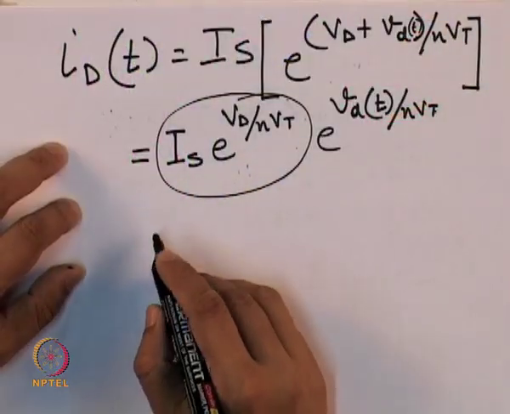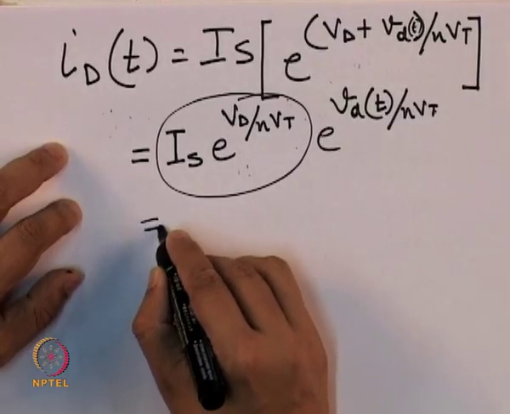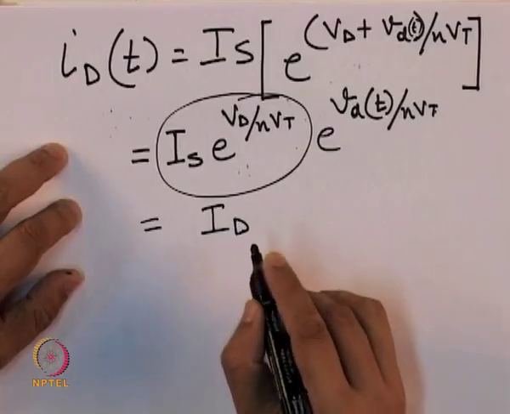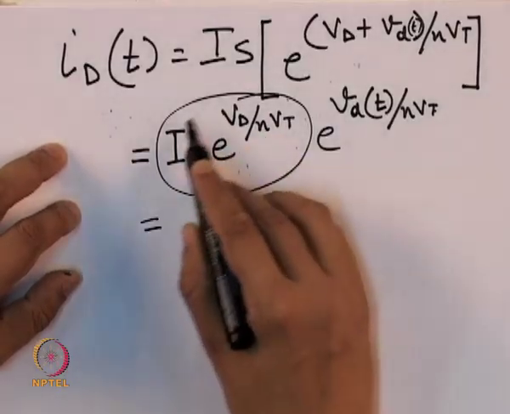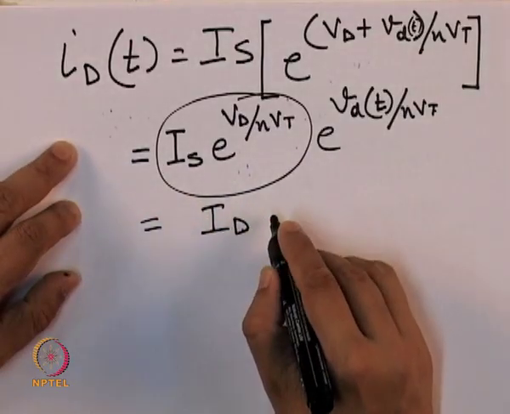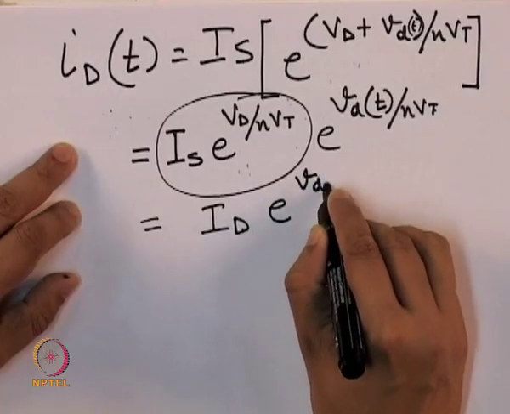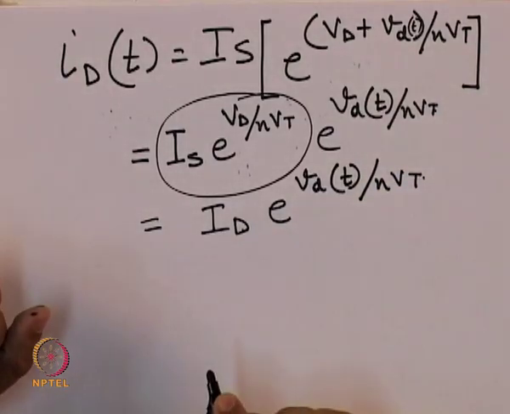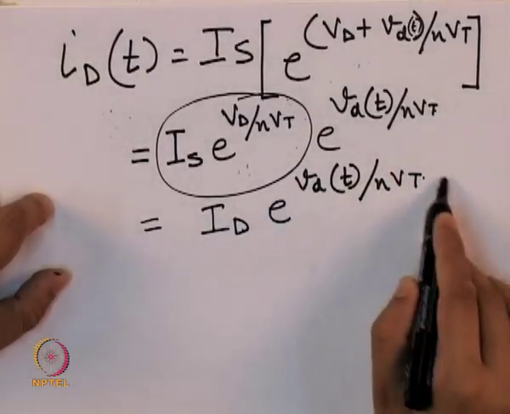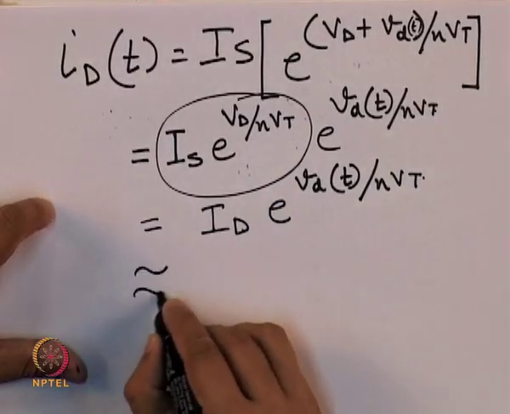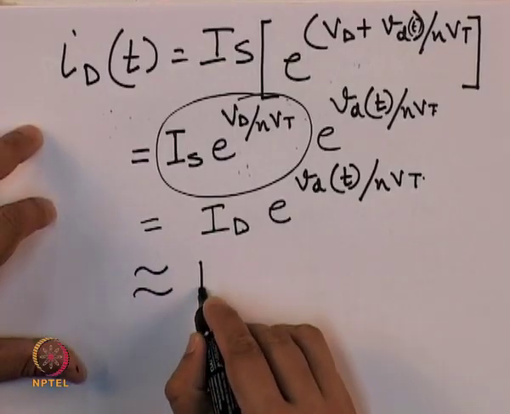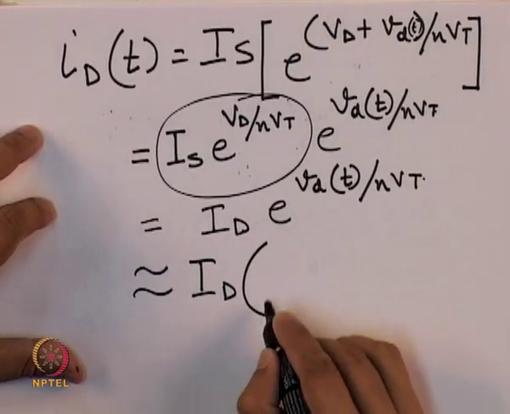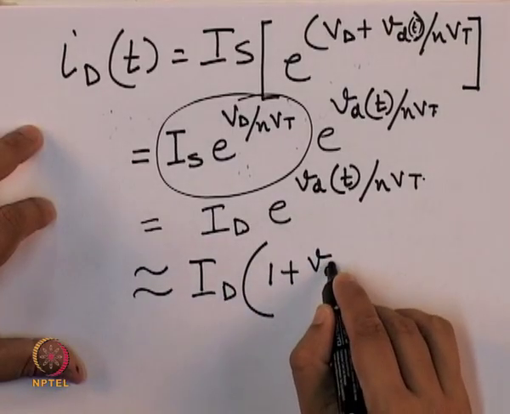So, let us assume that this is a constant, this capital I capital S e raised to V d upon n V t, and let me call this as I capital D, this representing the DC component of the current. Now, if this exponential term is quite small, then we can simply use the exponential expansion and consider only the first term of the exponential expansion.